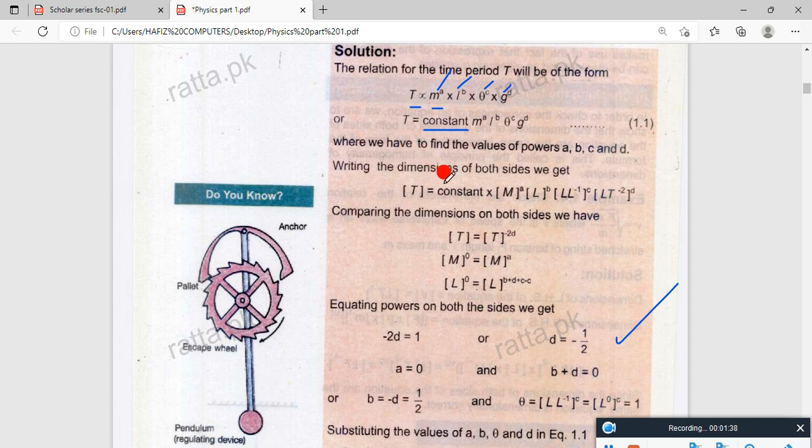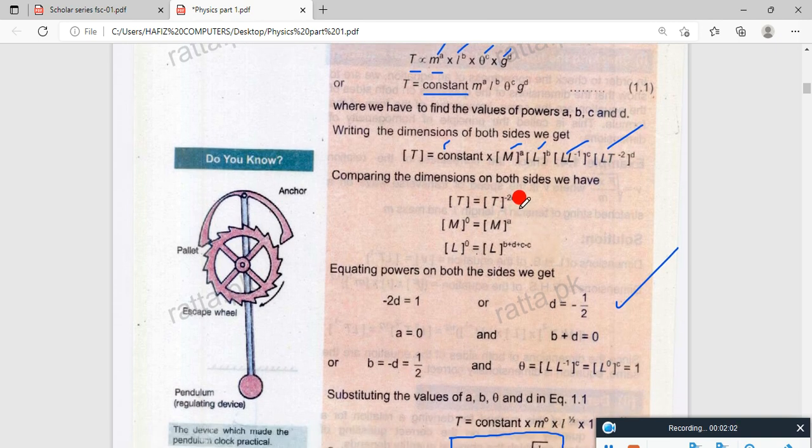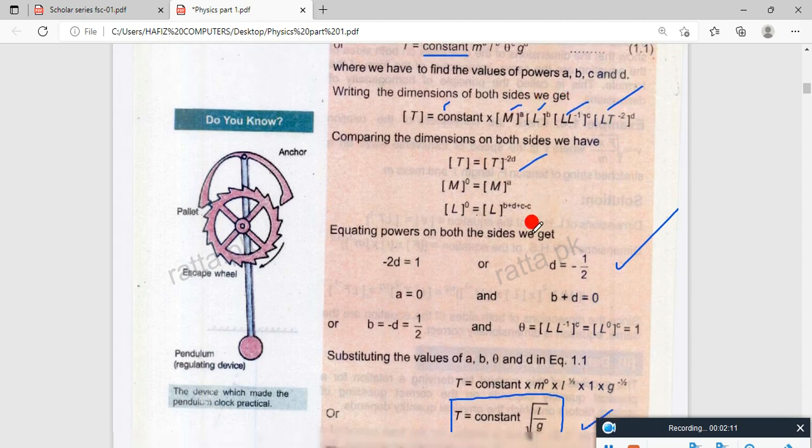Writing the dimensions of both sides, we get, enclosing in square brackets, capital M for mass, L for length, theta, then L T to the power minus 2 for acceleration due to gravity. Now we will compare the dimensions on both sides. T is equal to T raised to the power minus 2d. We simply multiply this minus 1 with c, minus 2 with d.